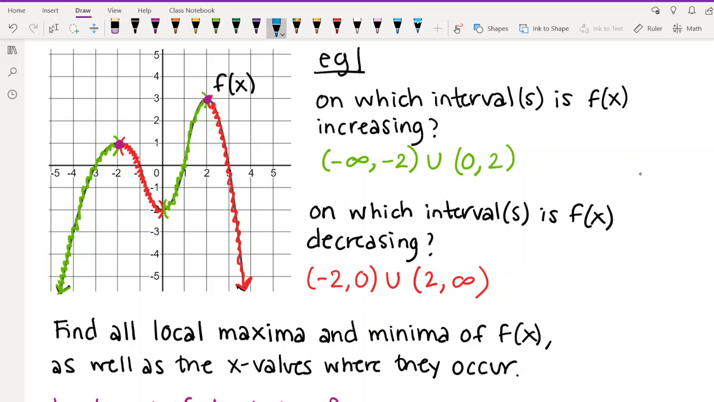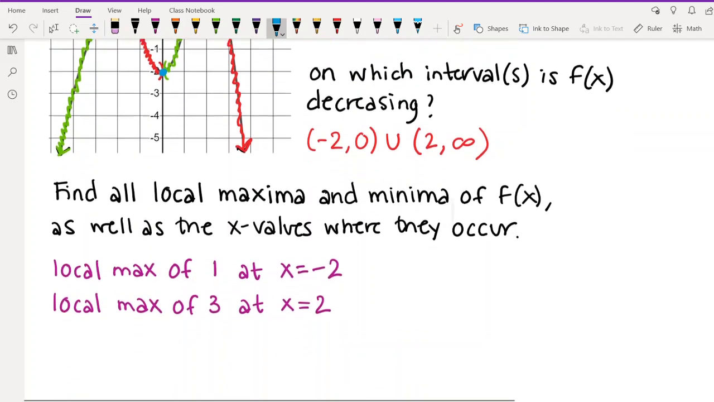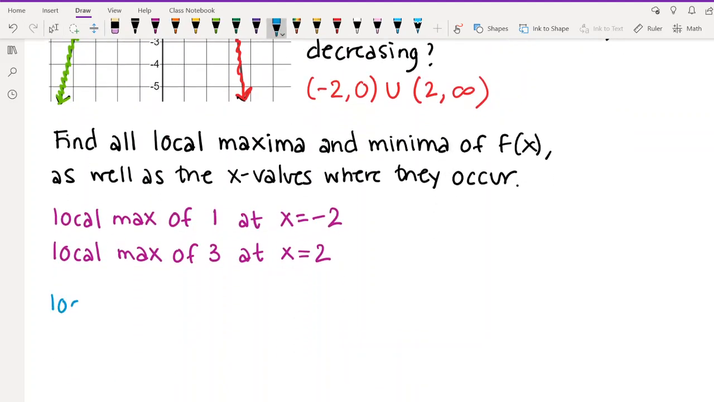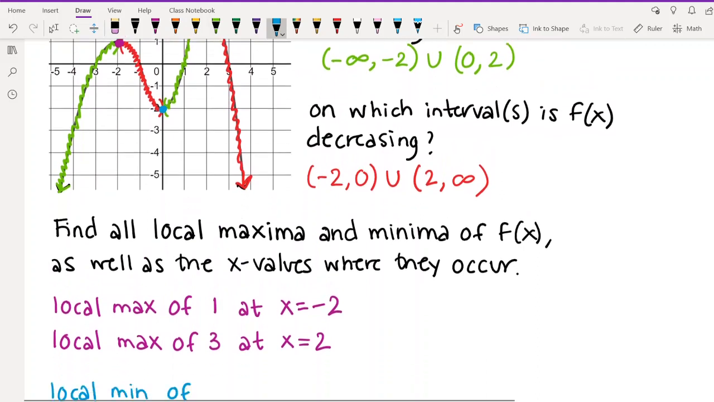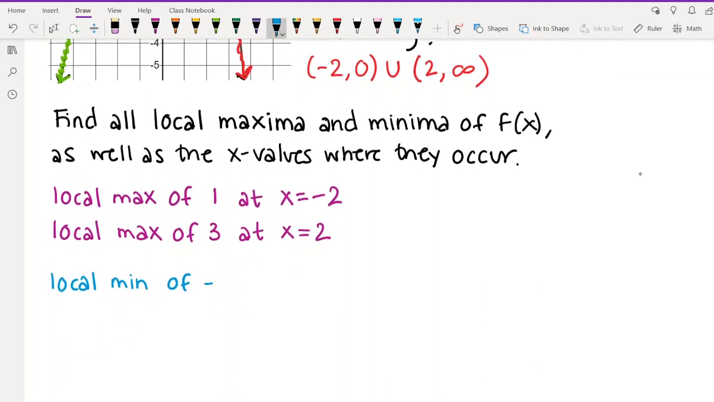Okay, what about local minima? Well, we see that we have a low point here, right? We have a valley at this point. And so that means that we have a local min of, and the y value of that point is -2. And that occurs at x is equal to 0.